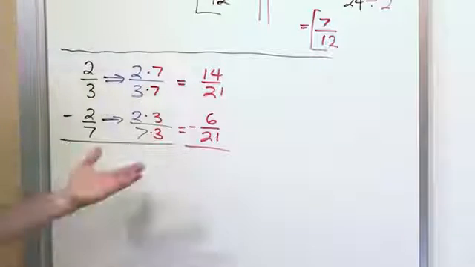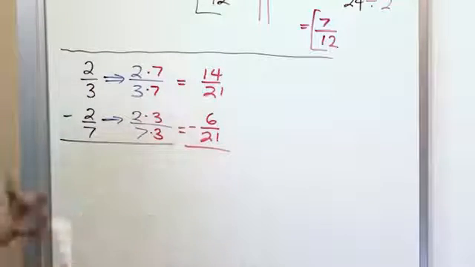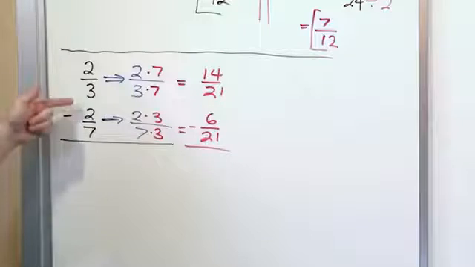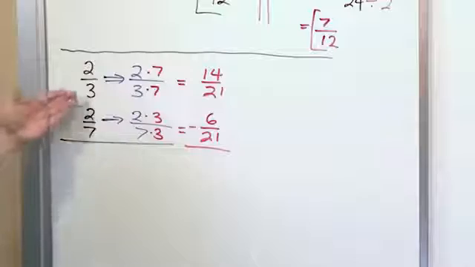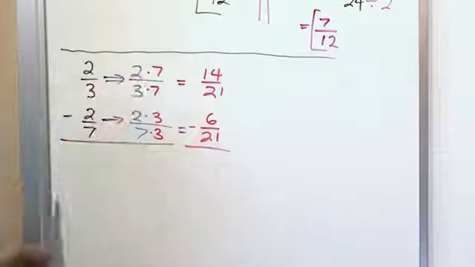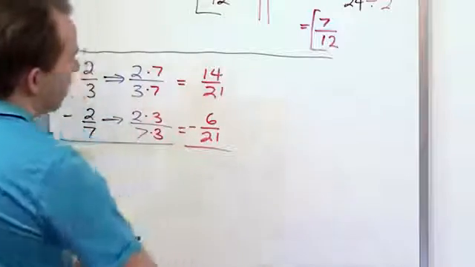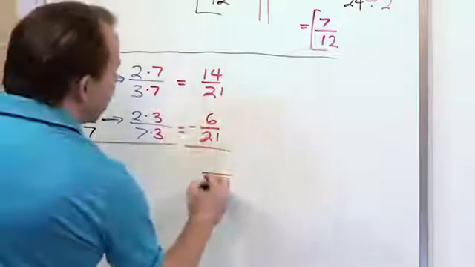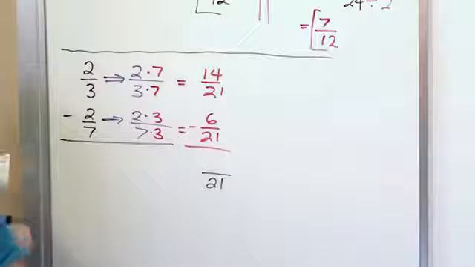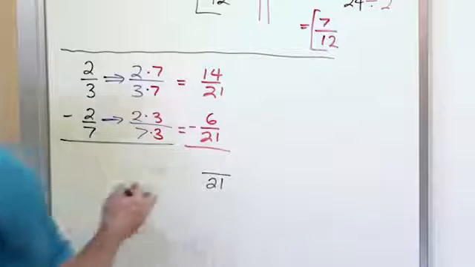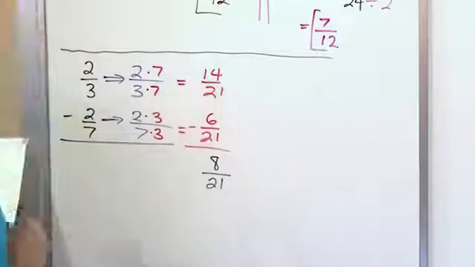Sure, there are other common denominators out there I could pick, but if you get stuck and you can't find something that's small, then just take the denominator times the other denominator, and then whatever you get, in this case 21, shoot for that as your common denominator. That'll work every time. All right, so in the answer, 21 is common, so I keep that in my denominator. 14 minus 6 is going to be 8. So I'm going to put 8 over there.